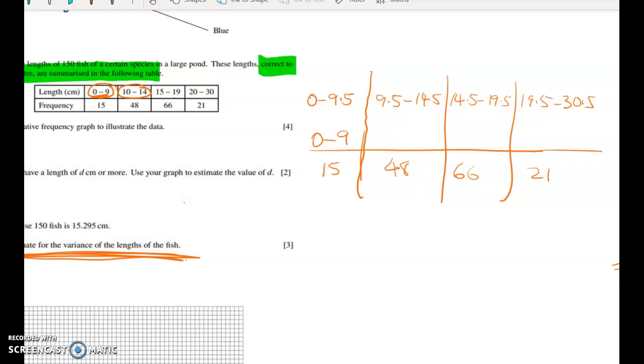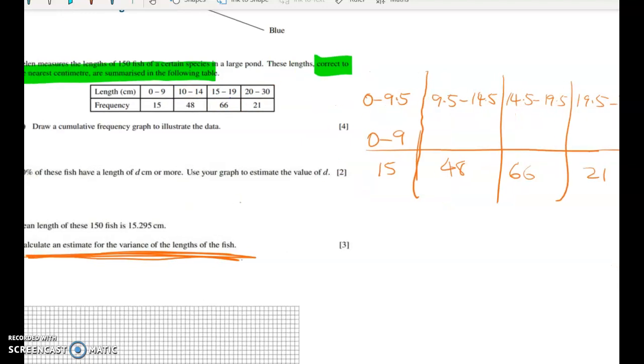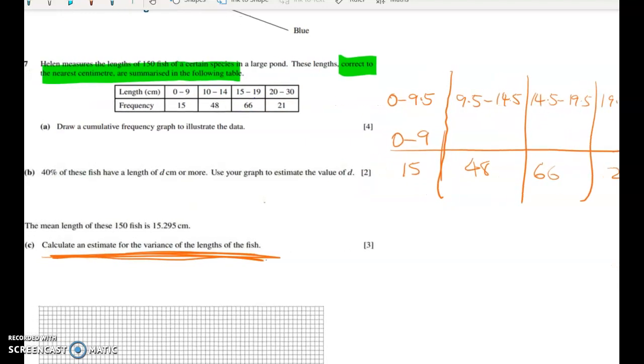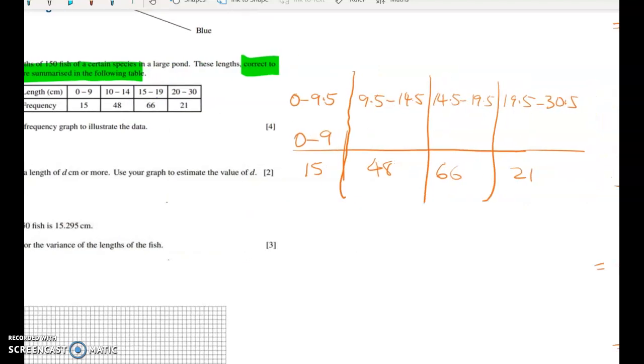Now, we don't know exactly where in these categories the fish are measuring, but we're assuming that they are roughly evenly distributed. But when we do a cumulative frequency curve, we are drawing a curve, right? I've seen some people do it with just a series of straight lines. We're really trying to fit a curve through some endpoints. So I recommend that you do it in pencil and then you go over it in black pen. Remember, you're not meant to use blue pen for these exams.